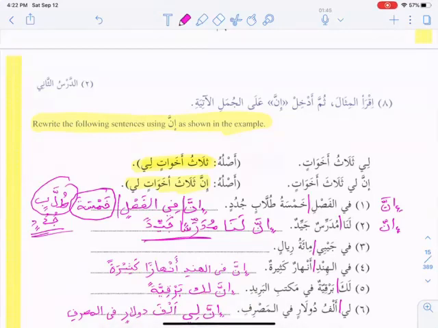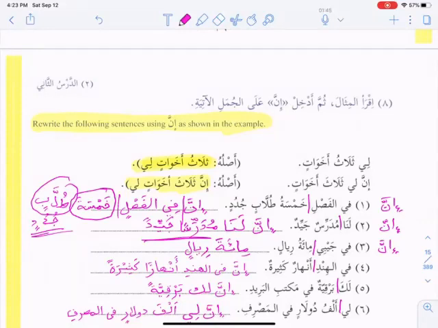Fi jaybi mia riyal. In my pocket, there are 100 riyals. But we put here inna. Fi jaybi, it will stay fi jaybi. And then inna fi jaybi. What will you say now? Miyata riyalin. Verily in my pocket there are 100 riyals. See, inna means surely, verily, without doubt.